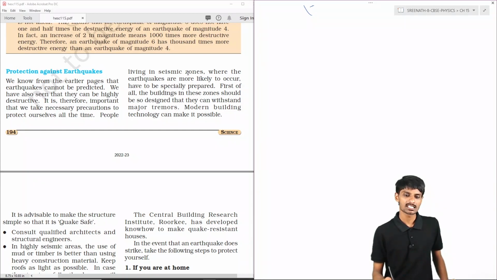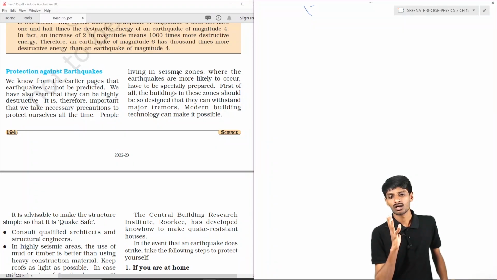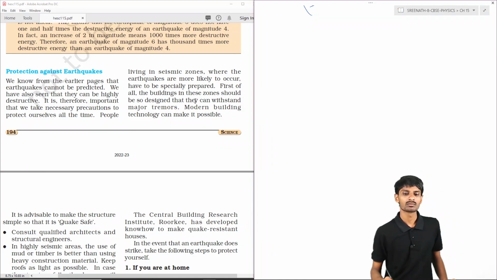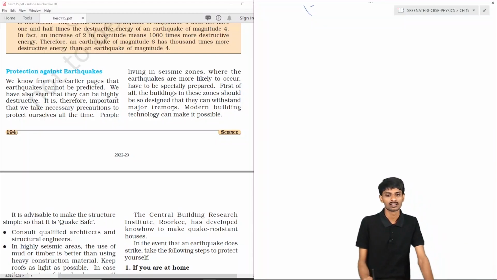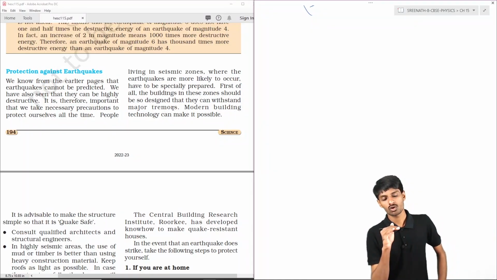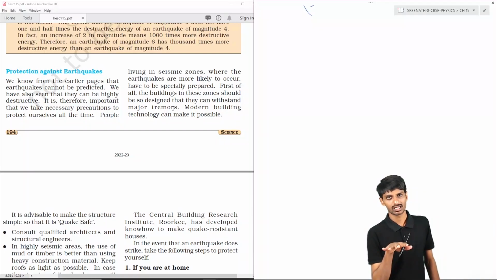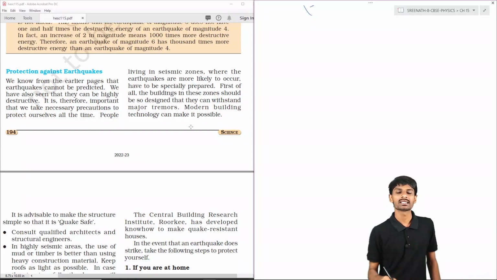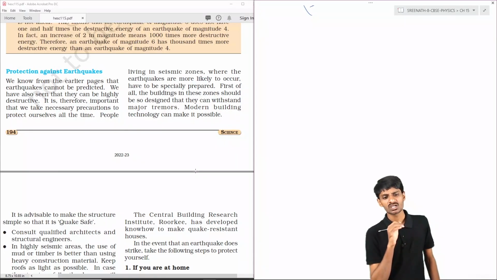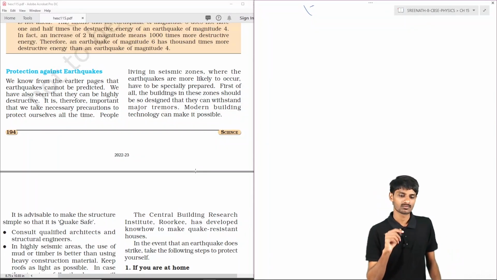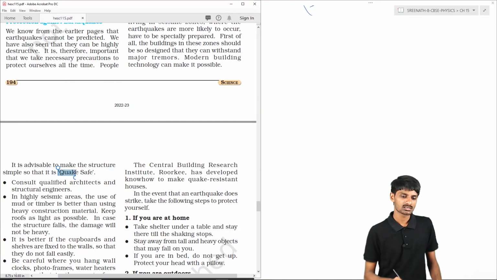So people who are living in the seismic zones, in the danger zones, in the earthquake zones, have to prepare for earthquakes. First of all, the buildings in these zones should be designed so that they are shock proof, or earthquake proof. Modern building technologies have developed such technology. So those buildings are shock proof. We have to build using technologies that are quake safe.